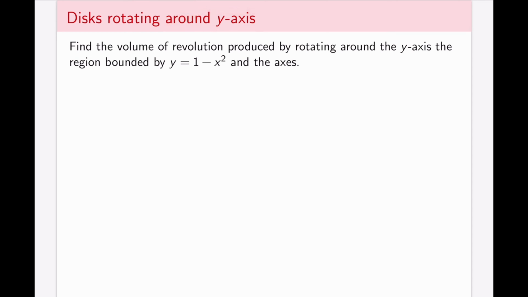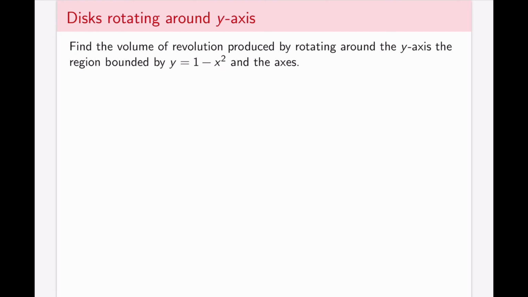We will see how it's really easy to actually state this result in an analogous way to be around the y-axis. So here I am asked to rotate around the y-axis the region bounded by y equals 1 minus x squared and the axis. 1 minus x squared is a parabola, shifted one up, looking down.